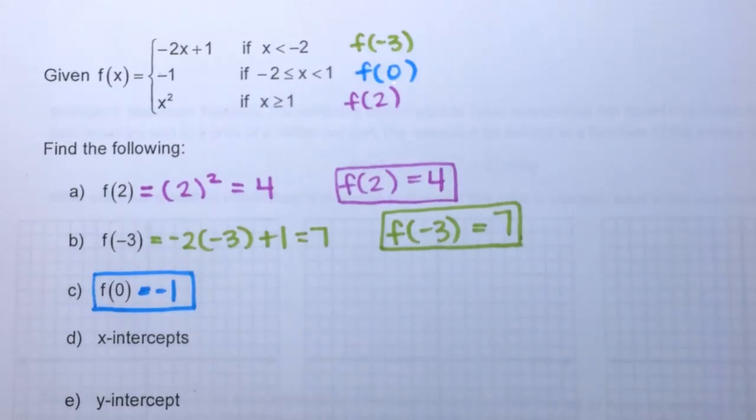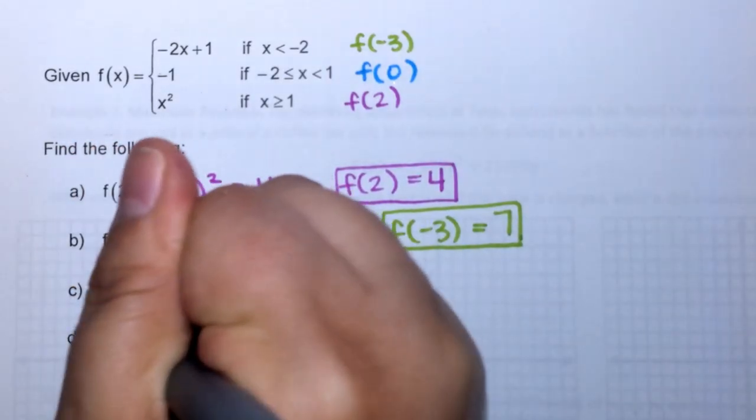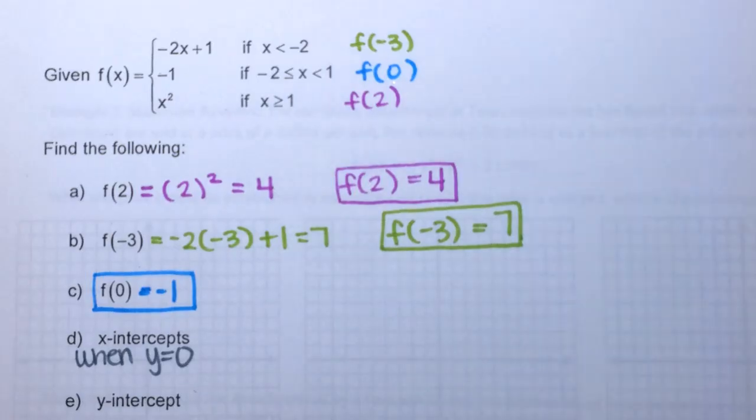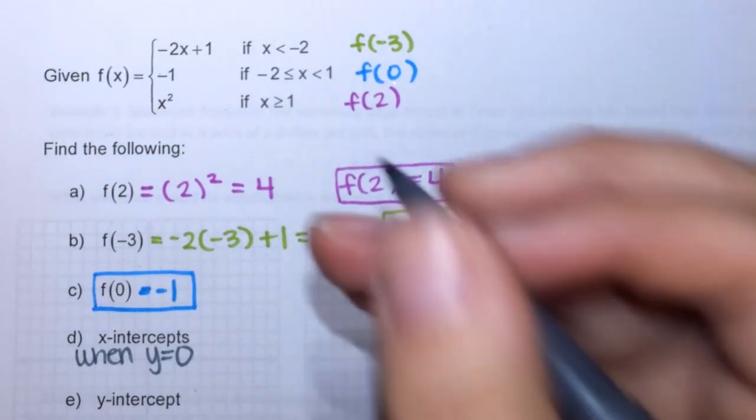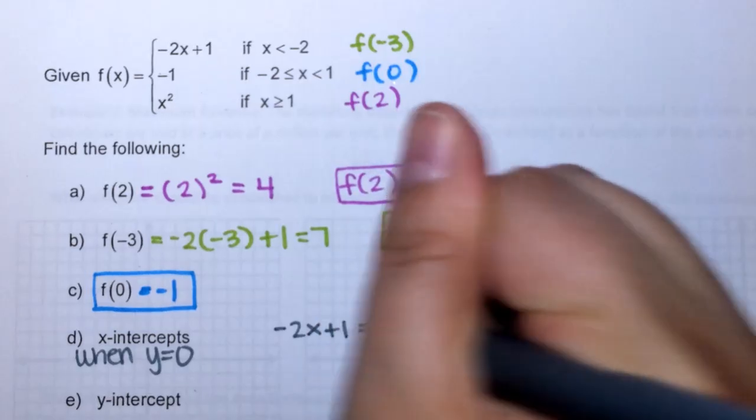How do I find the x-intercepts? How do you find x-intercepts any other time? What's equal to 0? When y equals 0. Well, how many different y's do I have? So I'm going to have to set all of these equal to 0.